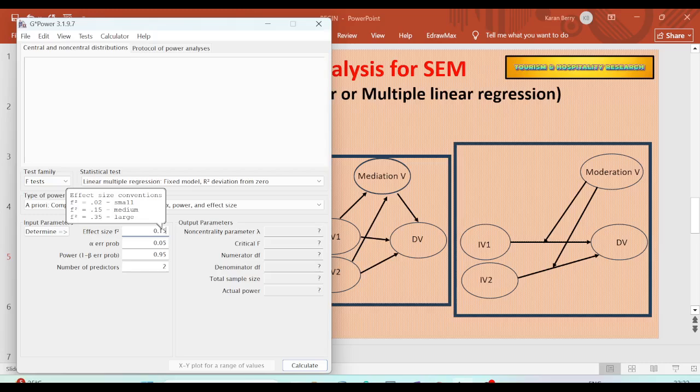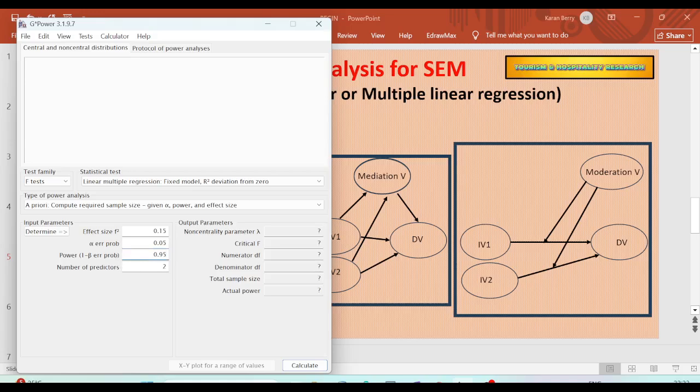So generally we keep it to be medium in social science research, in survey based research, or you can refer to previous literature to find out what was the effect size in a similar study which was used by researchers prior to you. Then is the alpha error probability. You can keep it to be 0.05. This is the significance level. And then is the power, which is 1 minus beta error probability, which is 0.95.